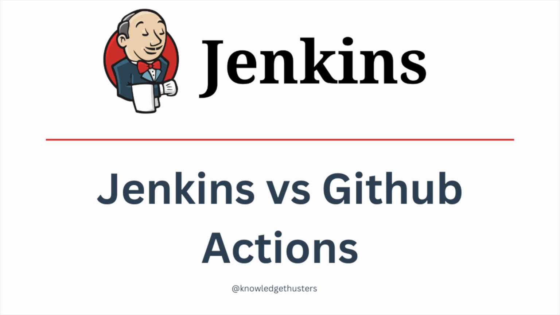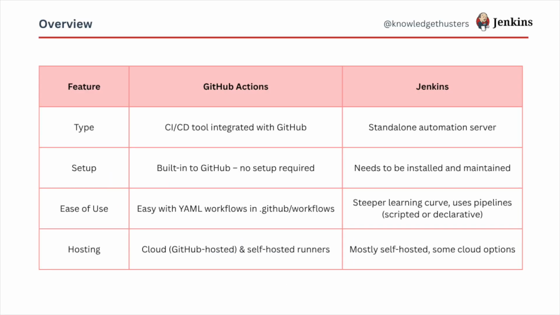So today we are going to see the difference between Jenkins versus GitHub Actions. So let's get started with today's video. Firstly, let's discuss some basic differences. GitHub Actions is basically a CI/CD tool integrated within GitHub, but Jenkins is a completely different server.